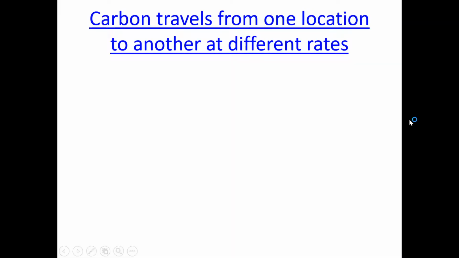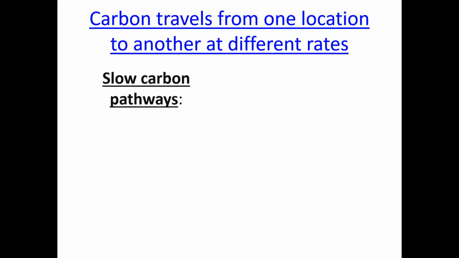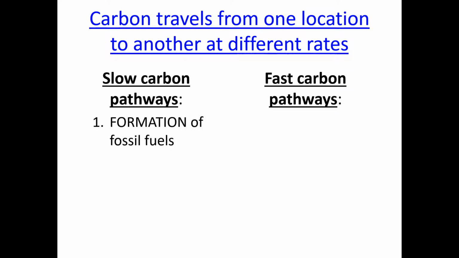So now that we've watched that video, let's take a closer look at these two different categories of pathways. We have slow carbon pathways, where carbon stays for hundreds, thousands, even millions of years before moving to a different location. We also have fast carbon pathways, where carbon stays for a matter of weeks, months, maybe a few years, and cycles very quickly from one spot to the next.